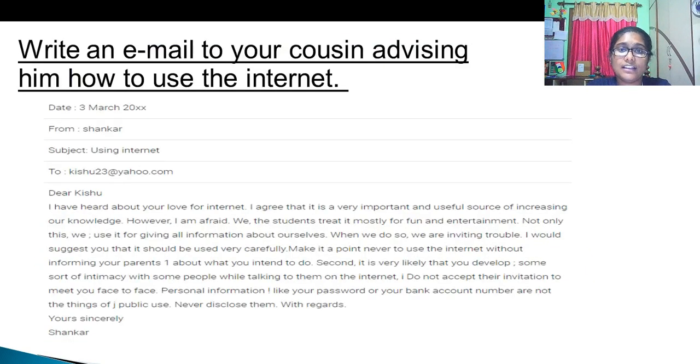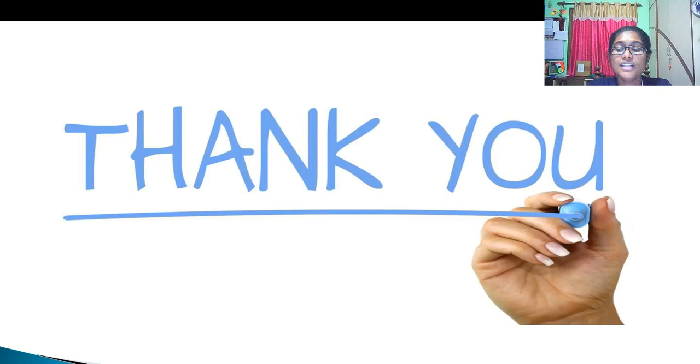So this is a sample email that you are writing to a cousin advising how to use the internet. The date is there, from whom, what is the subject, and also the recipient. There's a salutation, there is a body, and a closing statement along with the signature. So this is what email writing is.